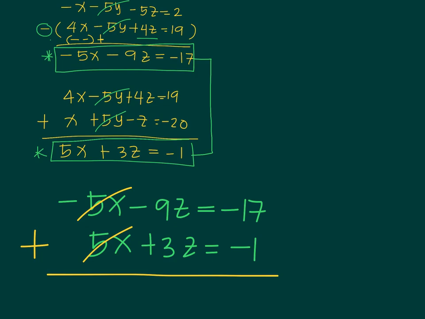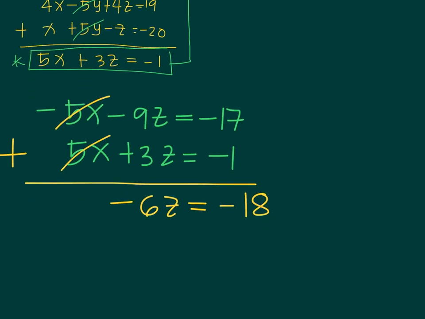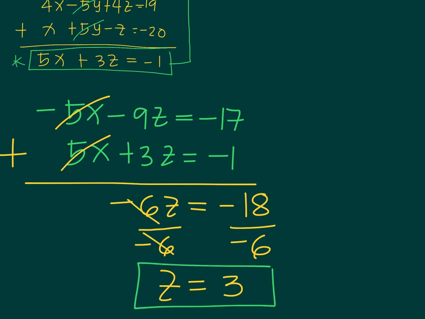Negative 9z plus 3z will be negative 6z. And negative 17 minus 1 or plus negative 1 is negative 18. And then, solving for z, you have to divide by negative 6 on both sides. And z is negative 18 divided by negative 6 is positive 3. So, we were able to solve for one of the variables, x, y, and z. In this case, we have the z value.